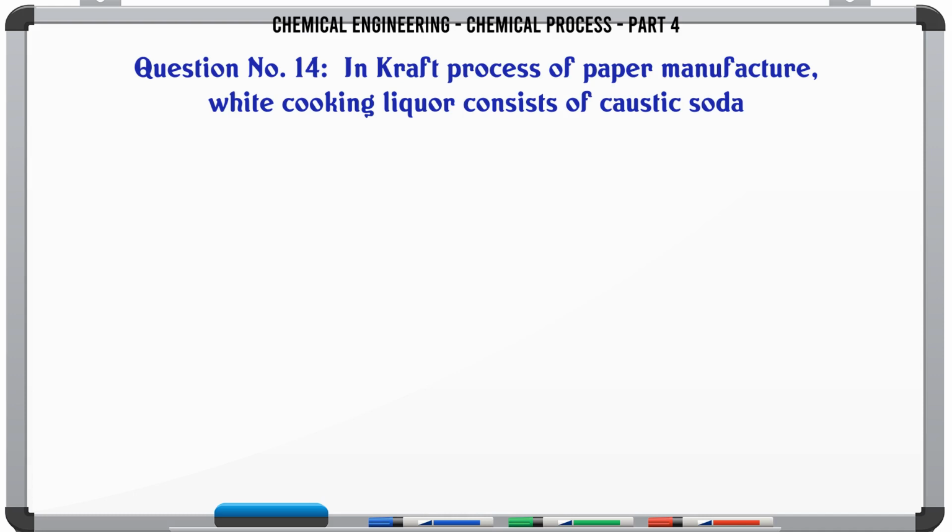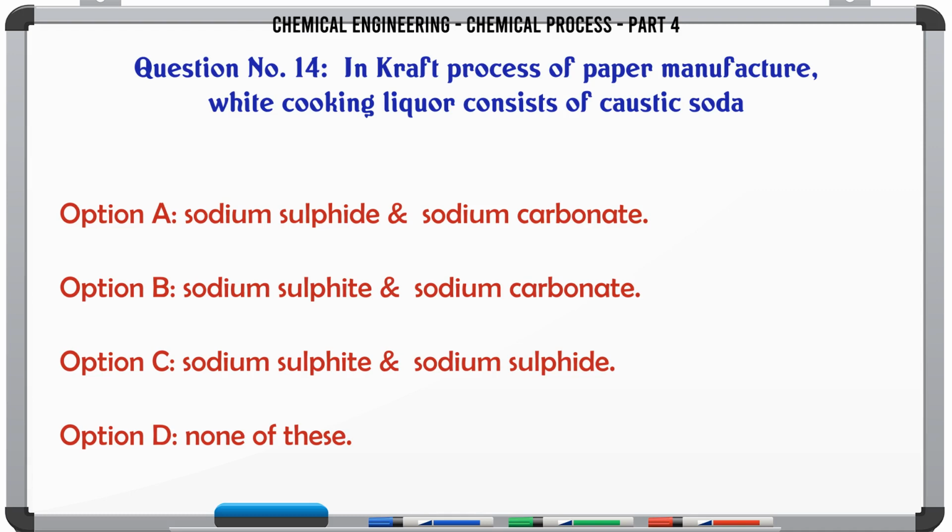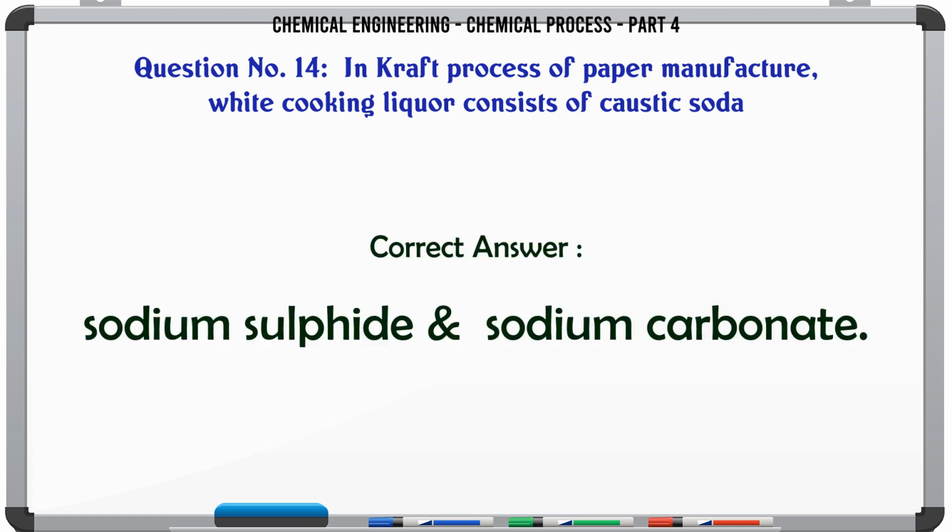In Kraft process of paper manufacture, white cooking liquor consists of caustic soda, A. Sodium sulfide, sodium carbonate, B. Sodium sulfite, sodium carbonate, C. Sodium sulfite, sodium sulfide, D. None of these. The correct answer is sodium sulfide, sodium carbonate.